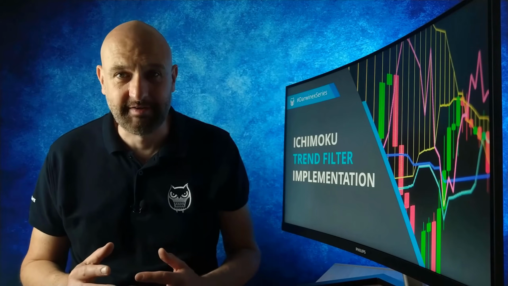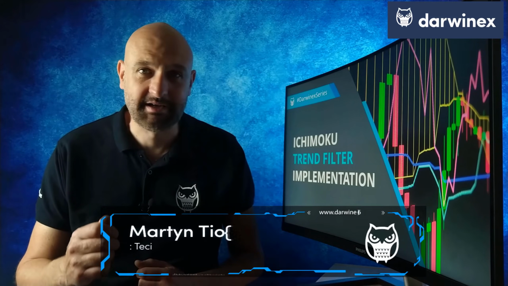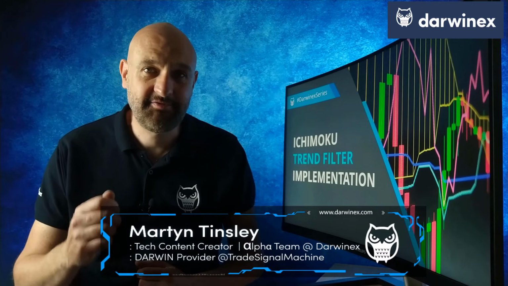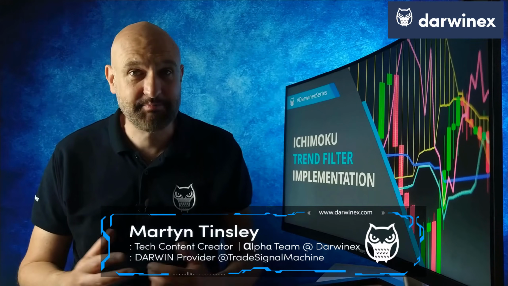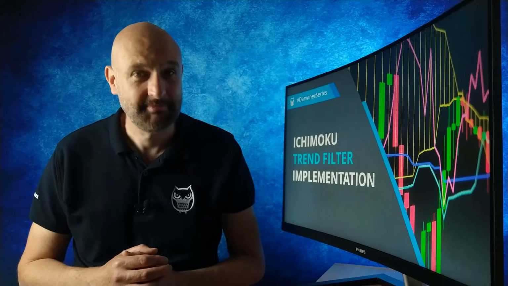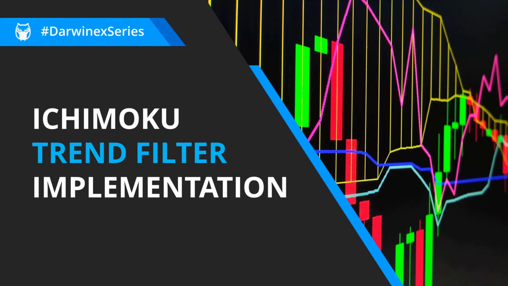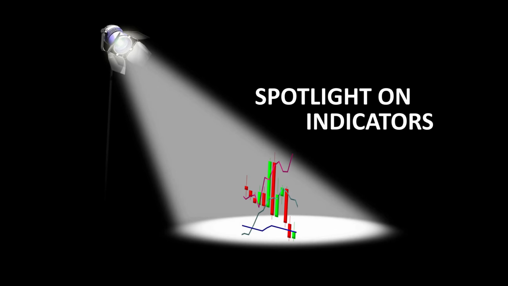Today I look at a trend filter that is widely documented and considered by many as a de facto rule for Ichimoku strategies. But in reality, does this pass the test and improve results? Let's find out. We're now well into the implementation of the Ichimoku strategy as part of the Spotlight on Indicators series. So if this is the first video you've seen, you might be interested in going back and looking at some of the episodes covering the initial implementation, and there's a link in the video description that will take you to all of those episodes.